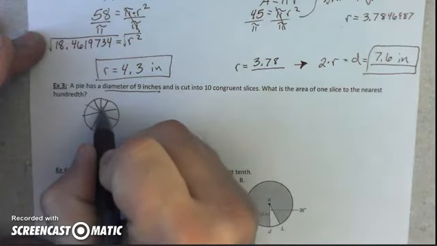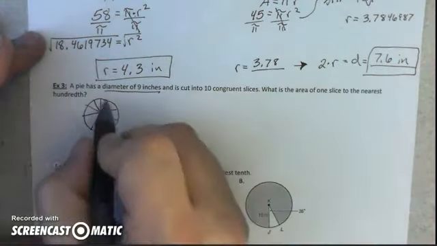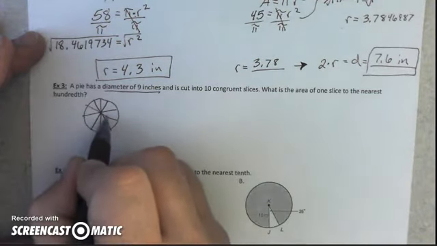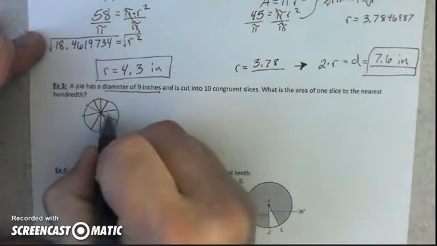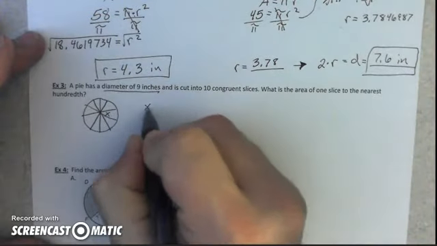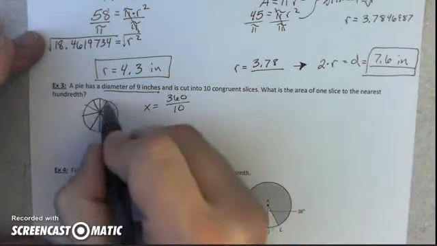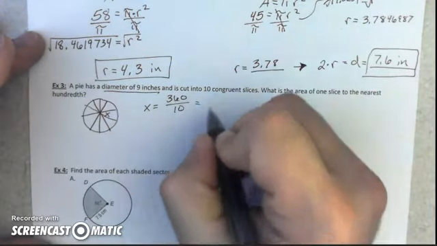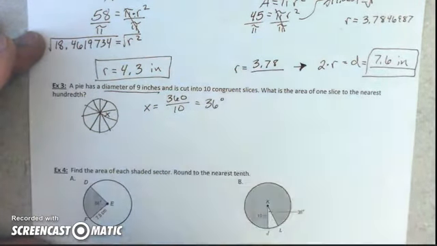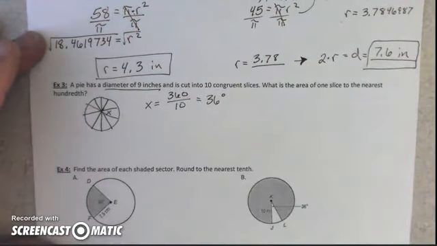Now, if each one of these angles I've created in the middle, if there are 10 congruent slices, there are 10 of those congruent angles, so they're all equal parts of the full circle. So to find out what one of those angles is, I'm going to take 360 and divide it by 10, because there are 360 degrees, and there are 10 equal angle measures. So 360 divided by 10 is 36. So x is equal to 36 degrees on all of these slices. Every one of these angles is 36 degrees.